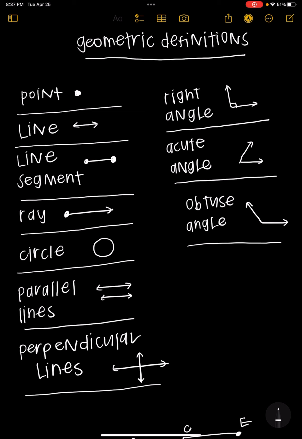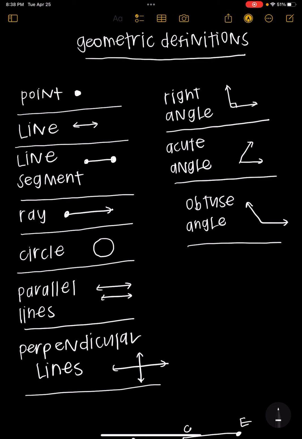The next one we have is a ray. A ray has a point at one end and then an arrow at the other end. Basically, it starts from one point and then extends in the other direction forever. Again, we name a ray with 2 letters, so like ray EF.